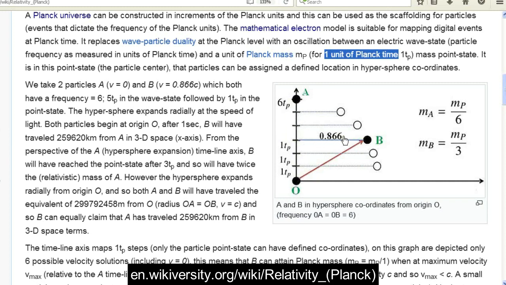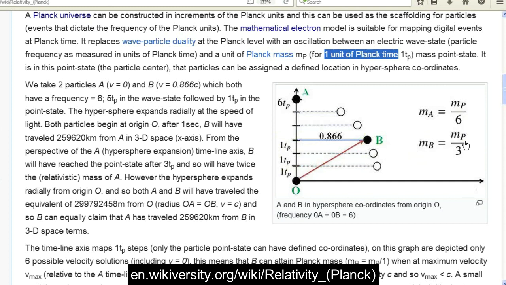A is stationary in 3D space, B is traveling near the speed of light, actually 0.866 c, and so after 1 second B will have traveled 260,000 kilometers from A in 3D space. When seen from the A timeline, B will reach the mass point state after 3 units of Planck time, after 3 TP, and so we'll have twice the mass of A relative to A.